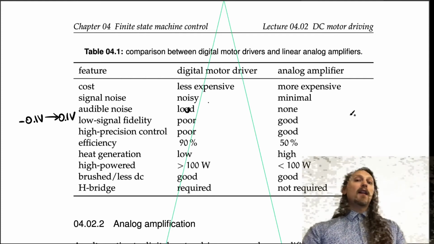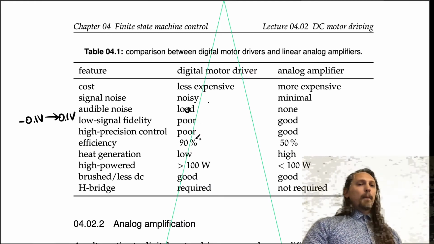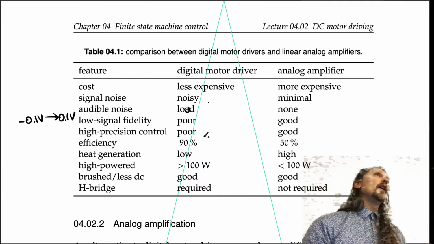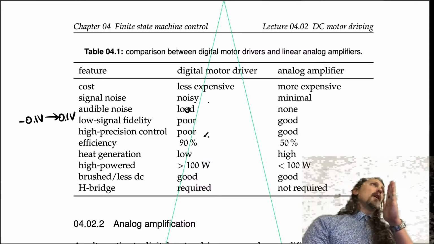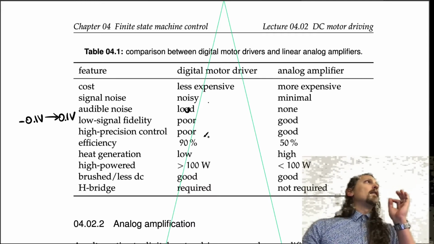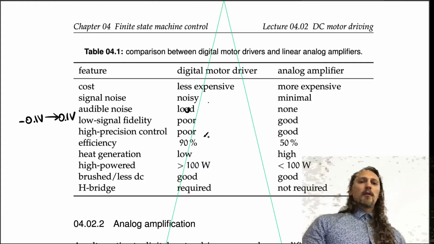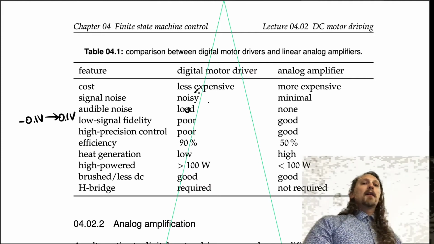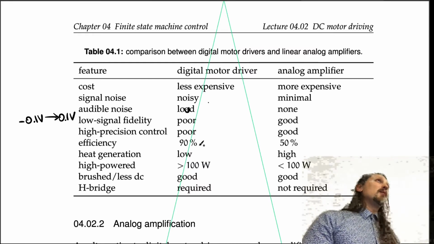An analog amplifier doesn't have this issue, so digital motor drivers are not great for that. Therefore, high precision control isn't very good. If you want to do very tight high precision control where a small difference matters to you, it's hard to do a very small amount with one of these digital motor drivers, whereas with an analog amplifier it's better. However, you might think, wow, the only thing going for the digital motor driver is that it's cheap.